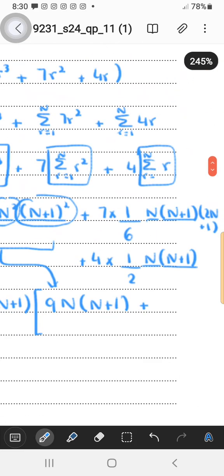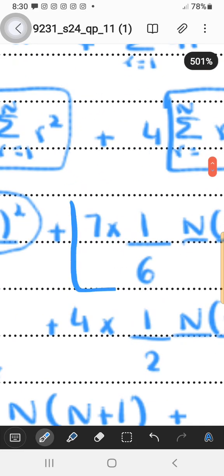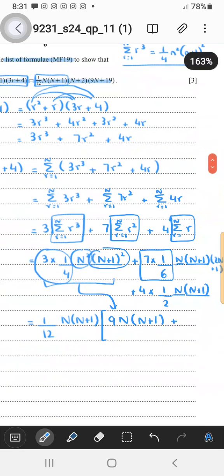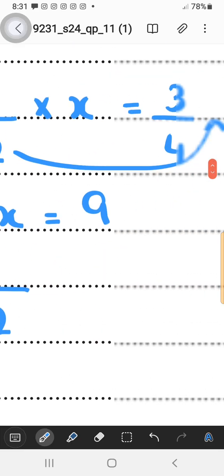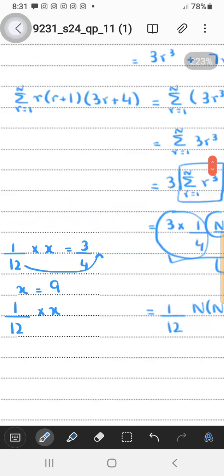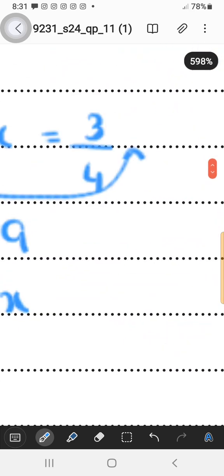Then plus, we have 7 upon 6 here. What will we multiply with 1 upon 12? 1 upon 12 multiplied by something to get 7 upon 6.